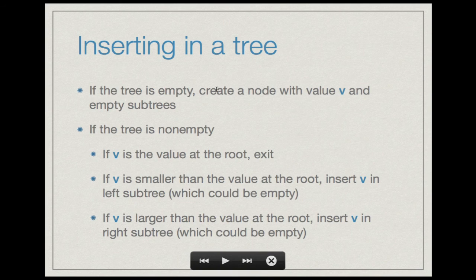If the tree is empty, you create a node with value v and empty subtrees. If the tree is non-empty, if v is the value at the root, you exit. If v is smaller than the value at the root, you insert v in the left subtree. If v is larger than the value at the root, you insert v in the right subtree.